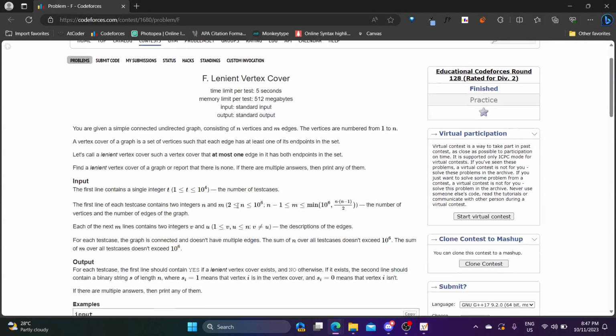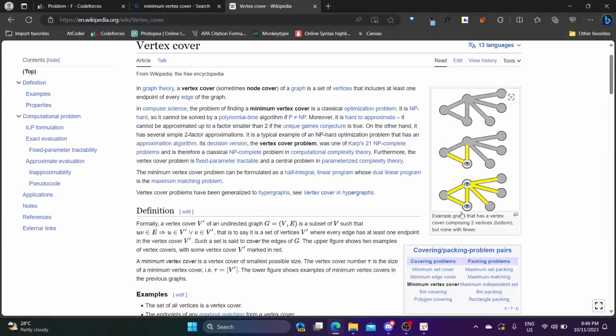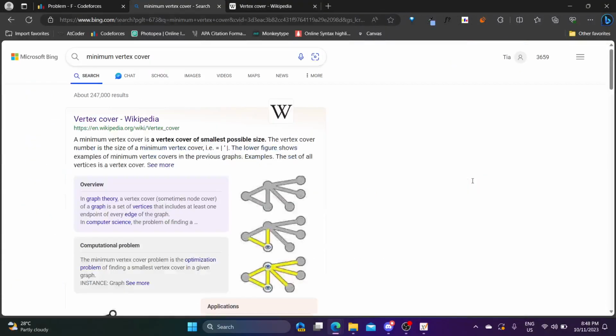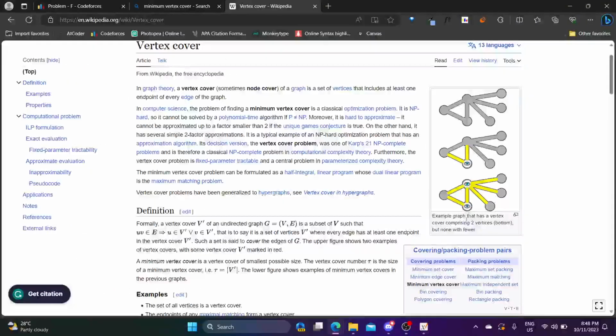For this question, we want to find something called a linear vertex cover, but I don't know why it's called linear. It's a stricter version of vertex cover, and they only allow at most one edge to have both endpoints in it. So in our previous graph, this is a valid linear vertex cover because only this edge here has both endpoints part of the vertex cover.